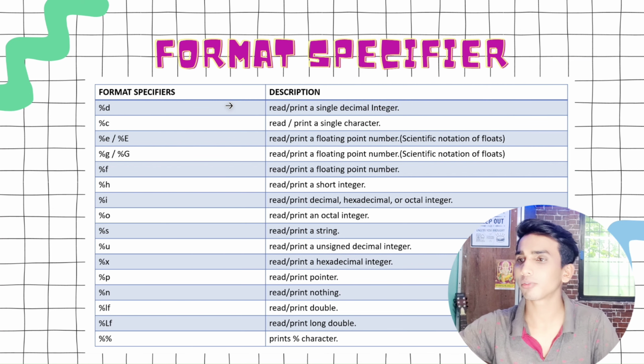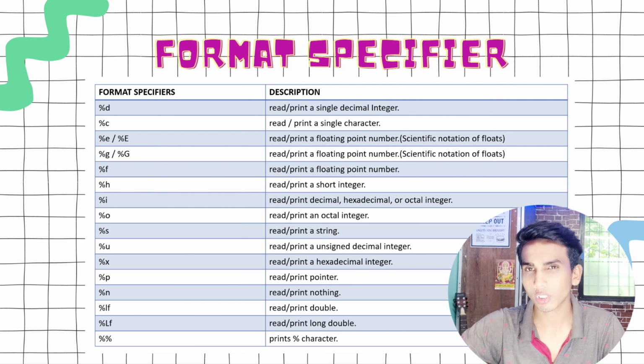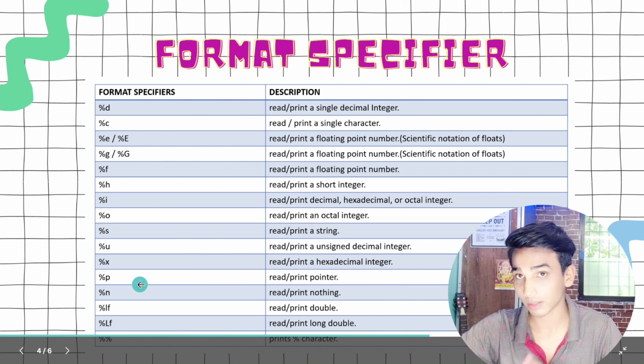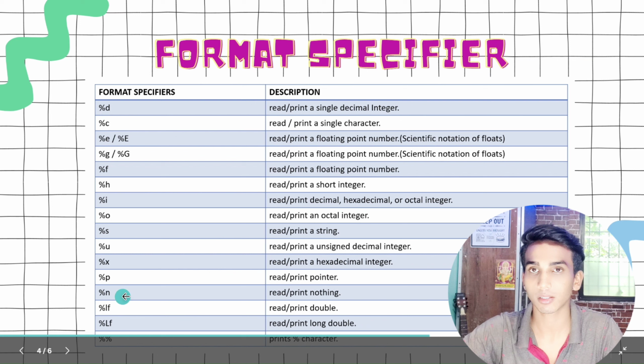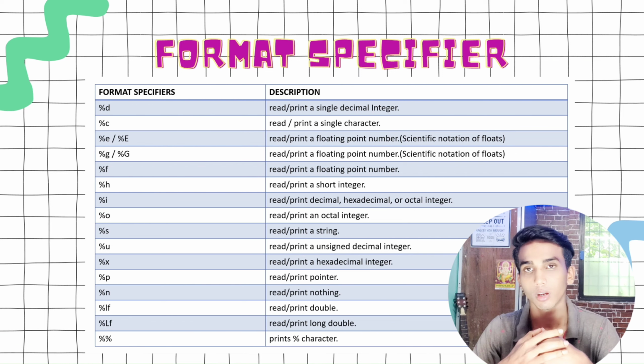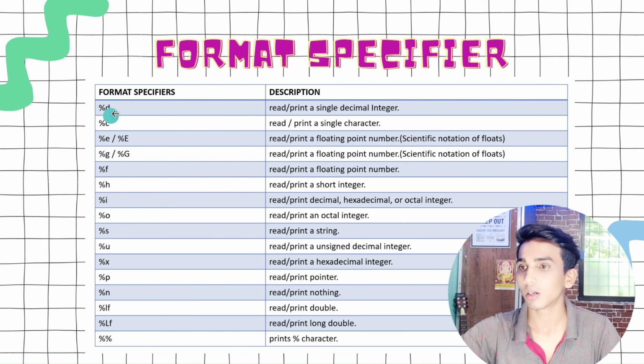See, here I have listed a few format specifiers which are mostly used in our C language. There are many, but a few will be discussed in this class. Among them, firstly, in the previous class, we discussed percentage n. What percentage n does is it reads, prints nothing. It simply gives us the next line character to the user.